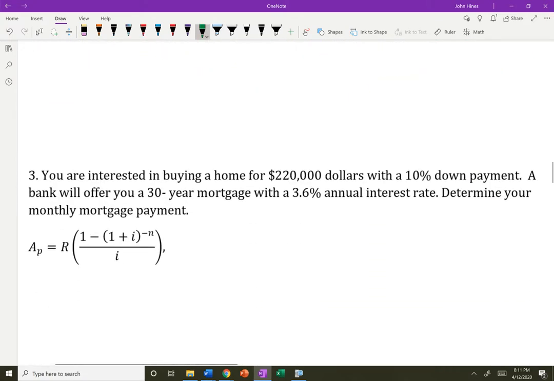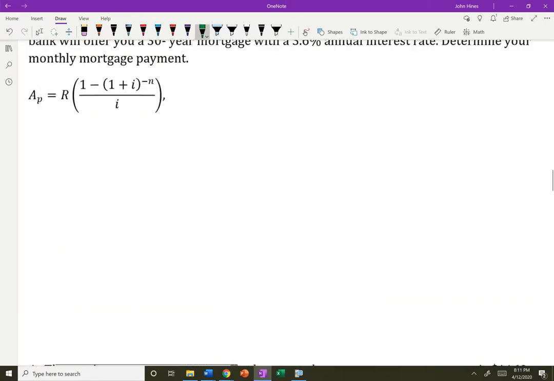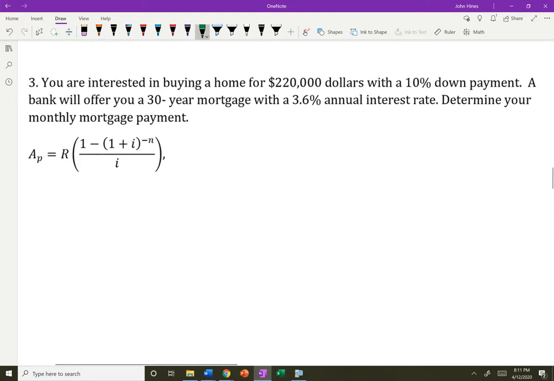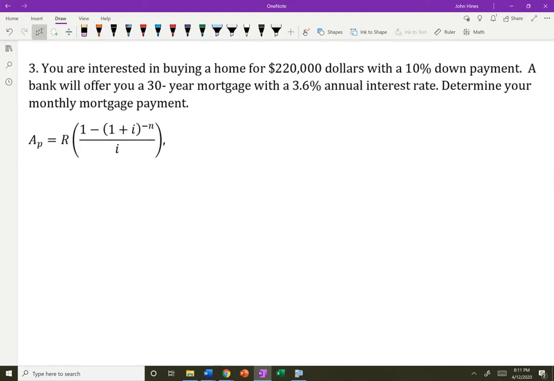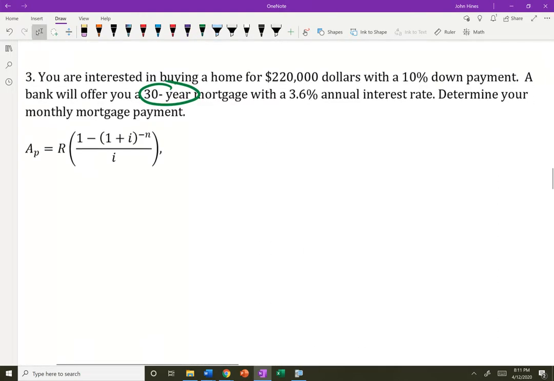All right, time to buy a house, and then we're done for the day. So you're interested in buying a home for $220,000 with a 10% down payment. Normally, when you buy a home, it's actually a 20% down payment to avoid extra cost, but we'll just do a 10% down payment here for consistency. So a bank will offer you a 30-year mortgage. When you buy a house, you pay it off normally over 30 years. Or there's 15-year mortgages too, but those cost a little bit more each month. With a 3.6% annual interest rate, determine your monthly mortgage payment.